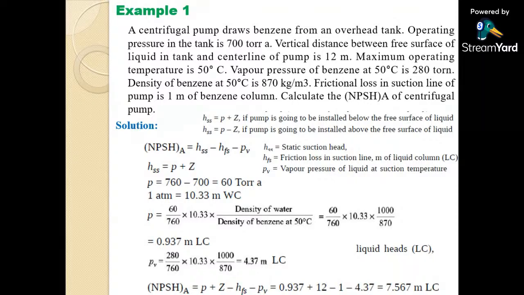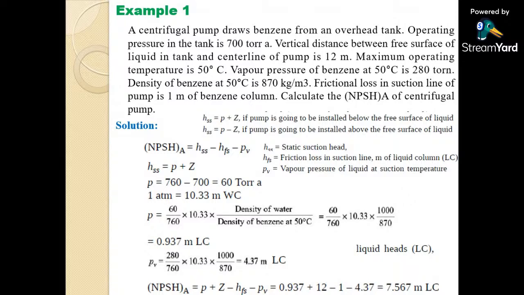So here we are having this overhead tank, and the benzene is to be pumped from this overhead tank to some another reservoir. So this overhead tank is operating under vacuum. It is given as vacuum pressure in the tank is 700 torr or 700 mmHg. 1 torr means 1 mm of Hg. And the free surface of the liquid in the tank and center line of the pump is 12 meter.